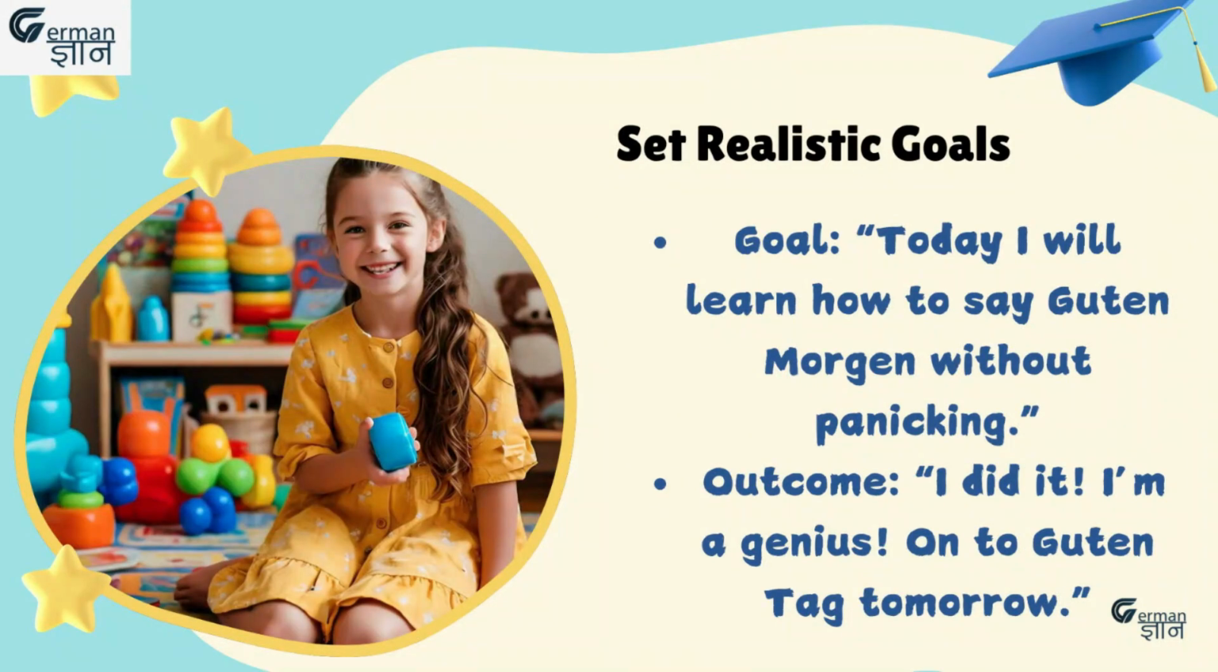Next point is set realistic goals. Don't expect to be fluent after 1 week. Remember, even Germans struggle with German sometimes. So what you can do is break your goals down into tiny steps, like learn how to say Ich hätte gern einen Kaffee without sounding like a robot. Once you have mastered that, you can conquer the world or at least order a coffee, right?